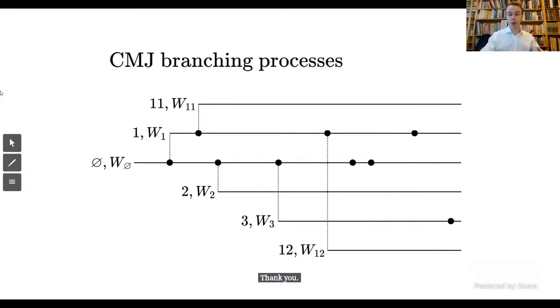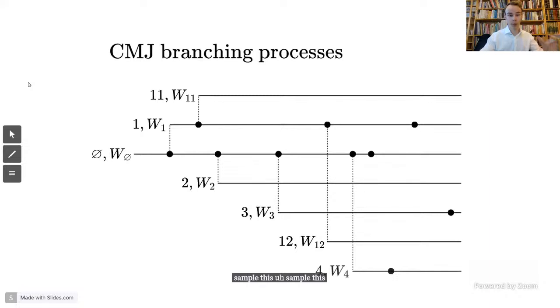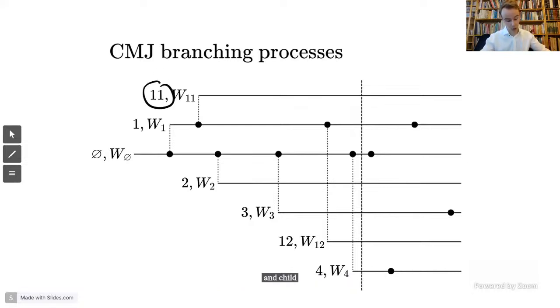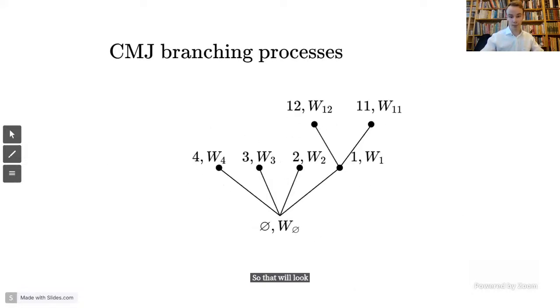All right. So if we sample this genealogical process at some time, then we can of course create the corresponding tree that this branching process has formed, because the root has 4 children, and child 1 has then 2 more children, 1, 1, and 1, 2. So that will look something like this.